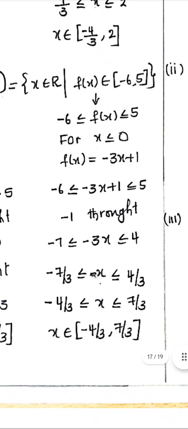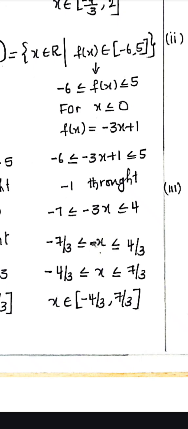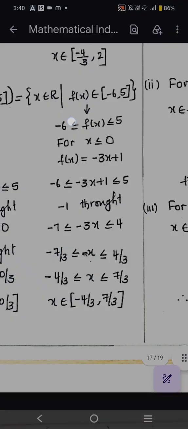In the same way, for this we have f of x equals minus 3x plus 1, so minus 6 less than or equal to minus 3x plus 1 less than or equal to 5. Subtract 1 throughout. For that we will get minus 7 less than or equal to minus 3x less than or equal to 4. Minus 7 by 3 less than or equal to minus x less than or equal to 4 by 3. Then it becomes minus 4 by 3 less than or equal to x less than or equal to 7 by 3. This completes this problem.